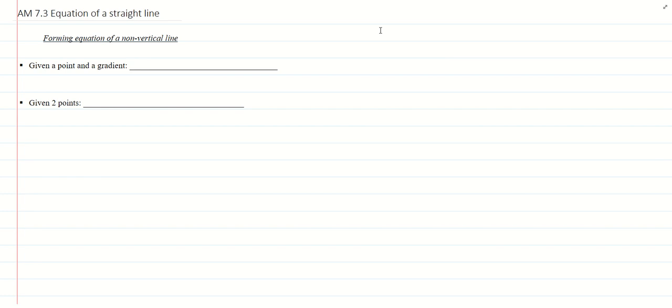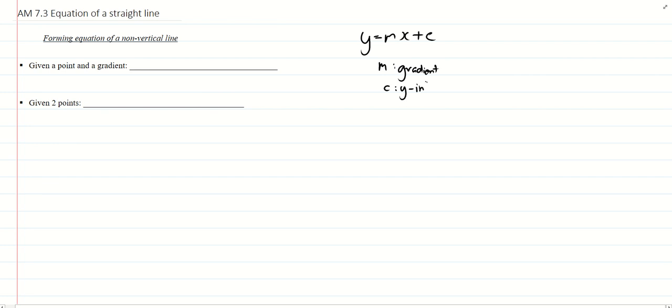In the previous lesson, we have spoken about how in Emaths we have the equation y equals mx plus c, where m is the gradient and c is my y-intercept. Now in Emaths, we have also looked into how we can simplify this formula to form another way to find the equation for a straight line.